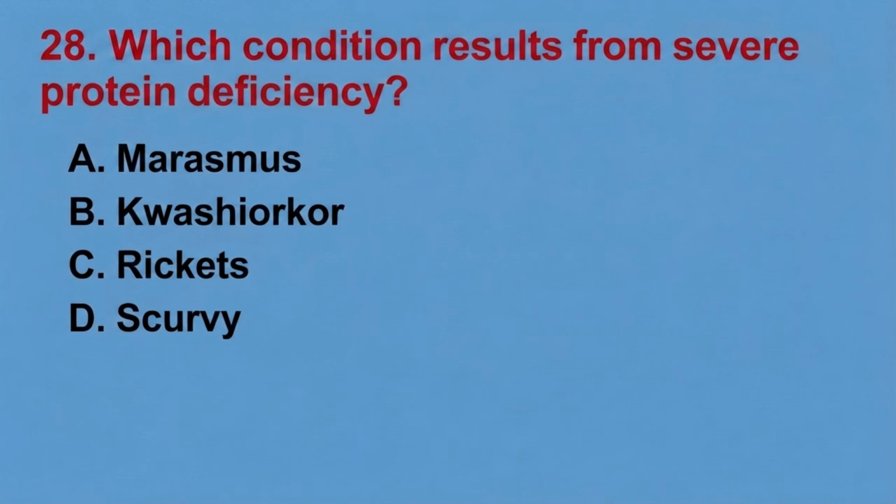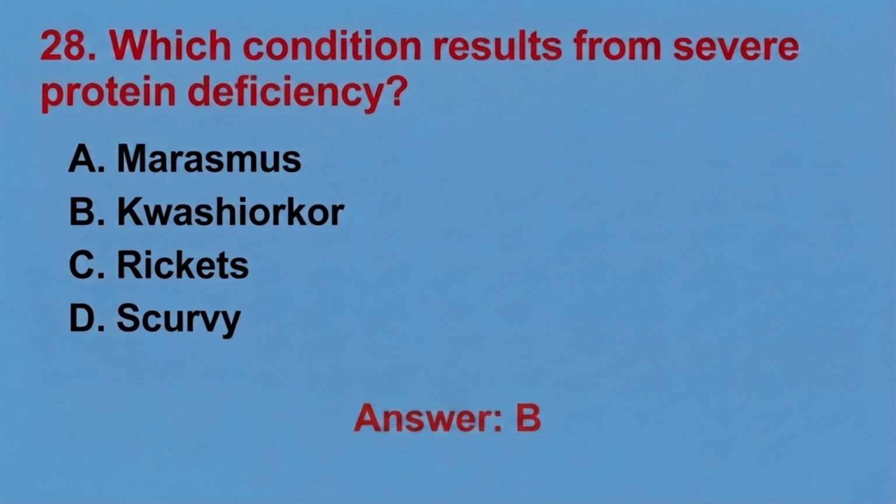The correct answer is B, Kwashiorkor. Kwashiorkor results primarily from severe dietary protein deficiency despite relatively adequate calorie intake. It commonly presents with edema, fatty liver, poor wound healing, muscle wasting, and growth failure. Then why are the other options wrong?